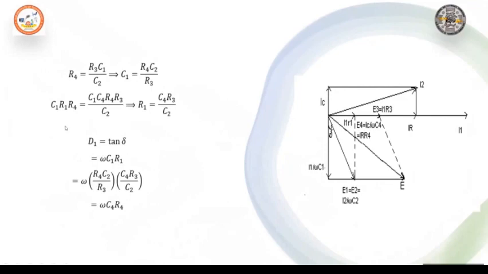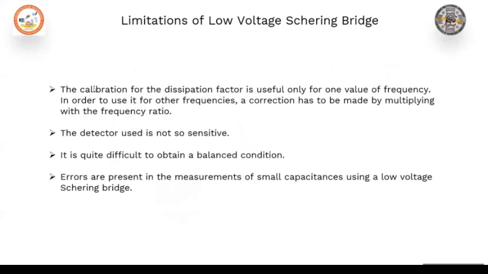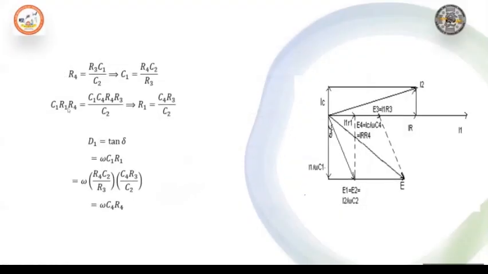Similarly, from the other expression, after equating the real and imaginary terms, I got C1 into R1 R4 is equal to this. Out of this, you solve for R1. So R1 is equal to C4 R3 by C2. From this, I can calculate D1, that is, D1 is equal to tan del, which is equal to omega C1 R1. So from this, loss angle del can be measured.